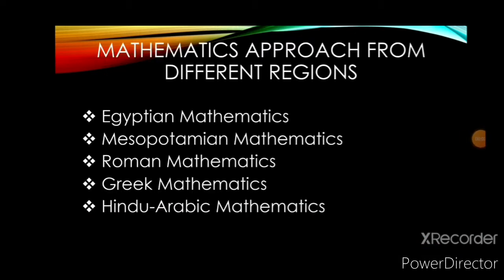In ancient times, different religions in different eras had a different mathematical approach. In this PPT, we are going to discuss how mathematics originated and developed in the main civilizations which had a significant contribution in the development of mathematics, which are Egyptian mathematical history, Mesopotamian mathematical history, Roman mathematical history, Greek mathematical history, and Hindu Arabic mathematical history.